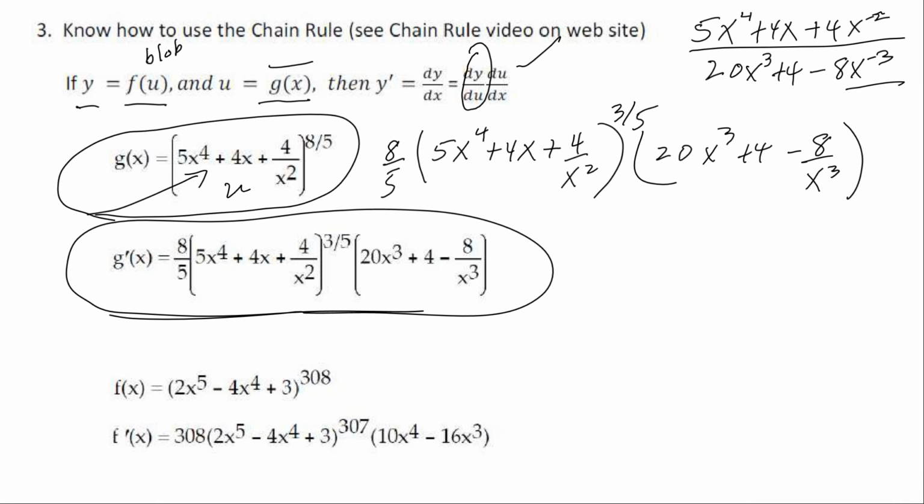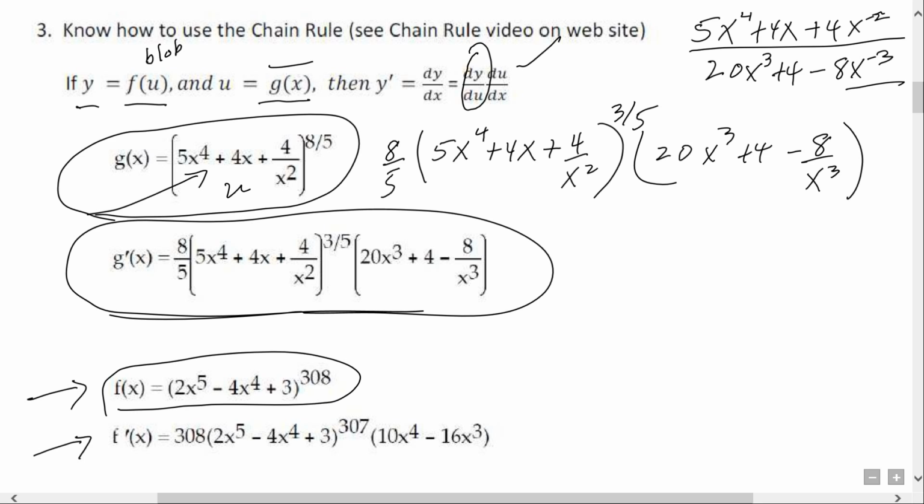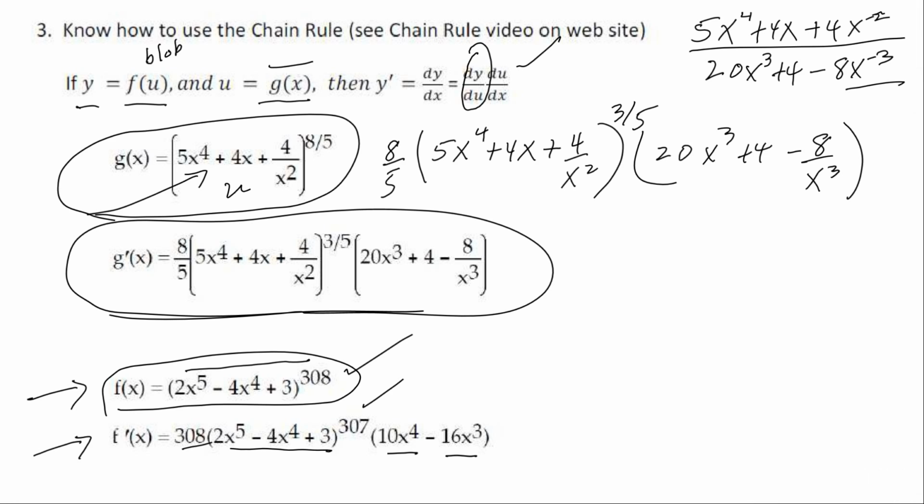Now, you can pause the video now and see if you can write down the derivative of this function using the chain rule. The derivative, of course, is going to be 308 times u, which is 2x to the fifth minus 4x to the fourth plus 3 to the 307th power, times the derivative of the u, sometimes called the blob, which is 10x to the fourth minus 16x cubed. And those are two examples using the chain rule.